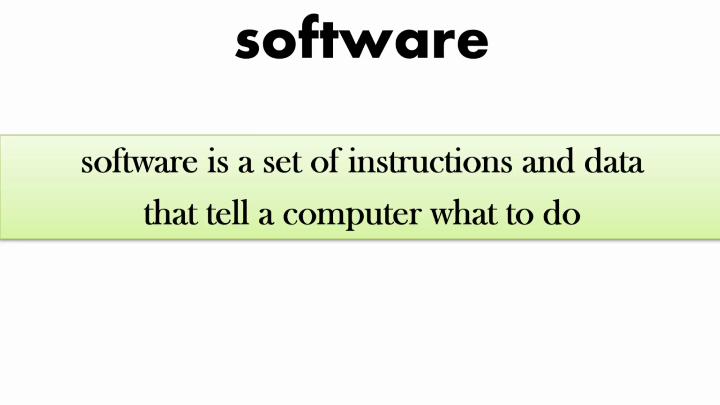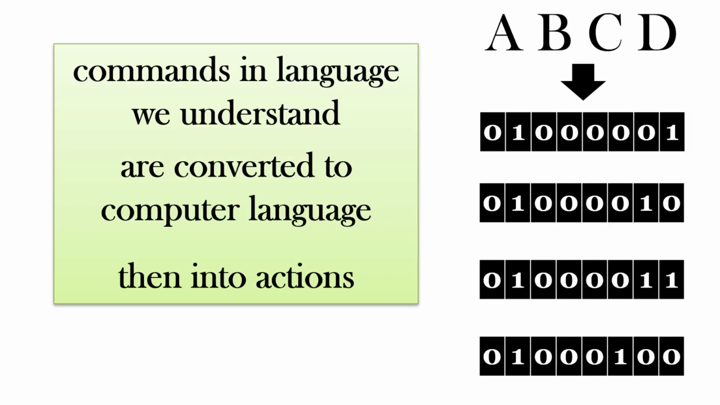Well, software is a set of instructions and data that tell a computer what to do. So we write instructions in a language similar to one that we understand. Now that's converted into a language the computer understands, these zeros and ones, and then the computer can understand them and turn them into actions.